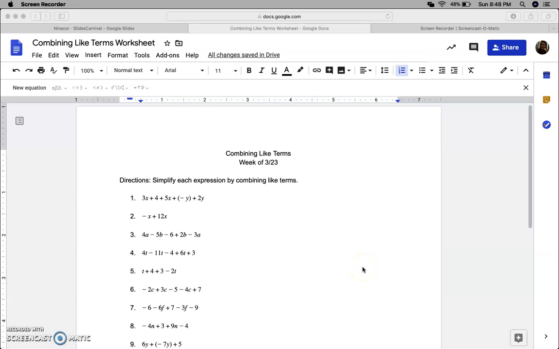I will go over how to show your work for this worksheet, how to write math in a Google Doc. And I will also show you, with this video, an example of how to combine like terms. So I'm going to do number one.